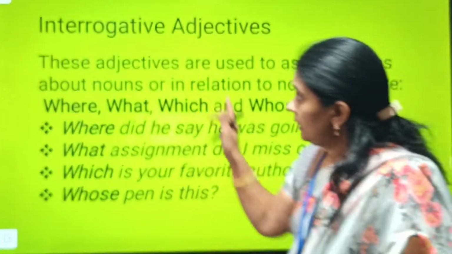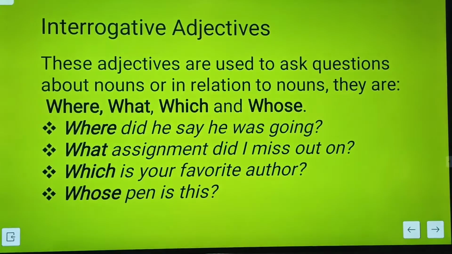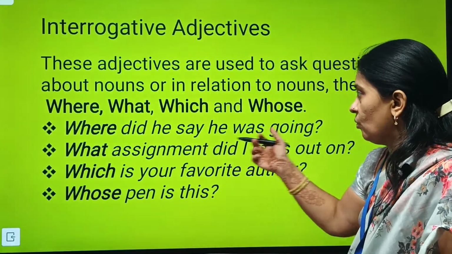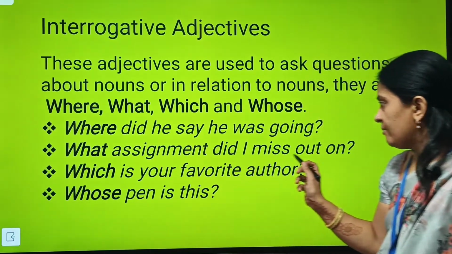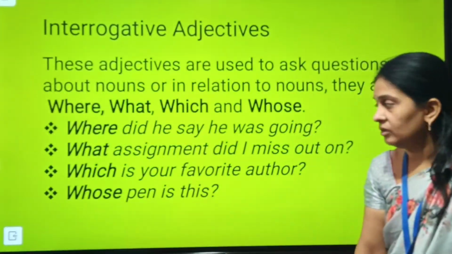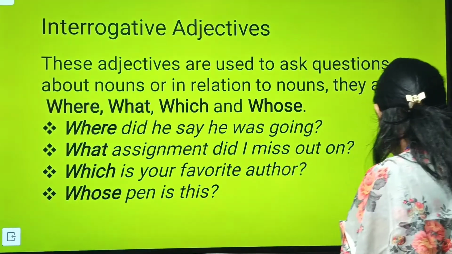Now, interrogative adjectives. These adjectives are used to ask questions about nouns or in relation to nouns. They are like where, what, which, and whose. Where did he say he was going? What assignment did I miss out on? Which is your favorite author? Whose pen is this?